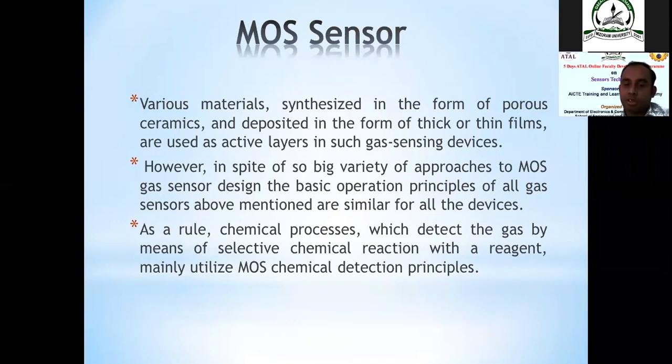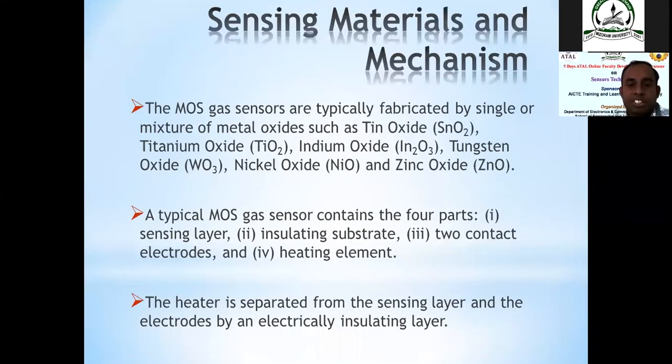So how does it work? Actually, it is based on a chemical process where the gas is detected by means of a selective chemical reaction with a reagent, mainly utilizing the MOS chemical detection principle. Whatever material we use, mostly all follow a similar principle. So we call it the chemiresistor principle. Typically, those MOS gas sensors are fabricated from single or mixed metal oxides. What metal oxides are normally used? Tin oxide, titanium oxide, indium oxide, tungsten oxide, nickel oxide, or zinc oxide. There are many, or maybe a combination of them.